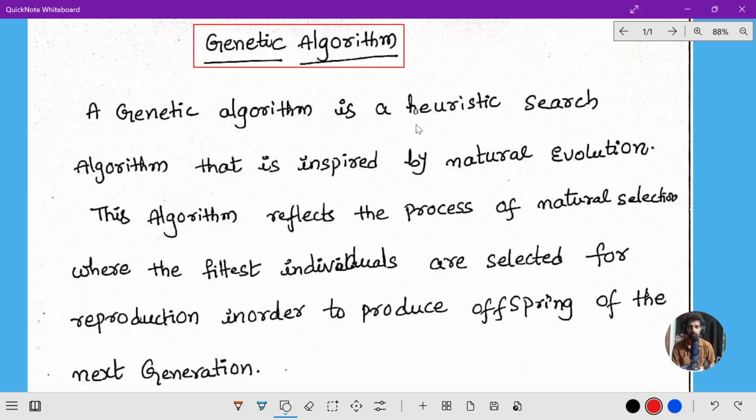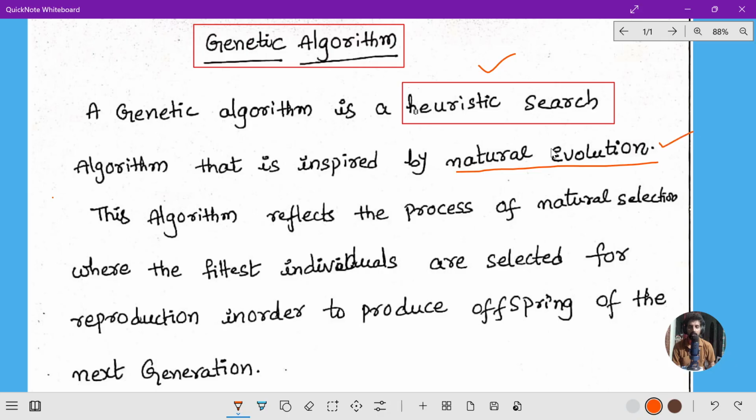A genetic algorithm is a heuristic search algorithm that is inspired by natural evolution. Okay. So what is the meaning of this genetic algorithm? It is a heuristic search. Remember all of you, the keyword for this genetic algorithm is heuristic search. It is nothing but a rule of thumb, used to take decisions very quickly. So this is called heuristic search, and that is inspired by natural evolution. There are two keywords: the first one is heuristic search and the second one is natural evolution.